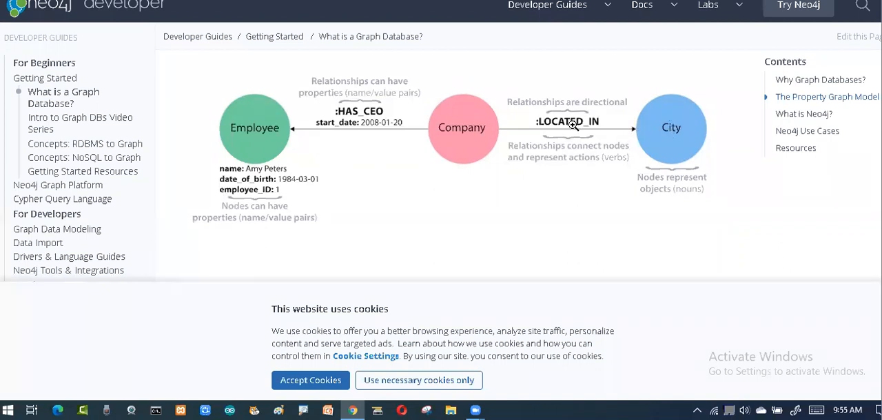So the location is also called a node. A node can have nouns, a node can have verbs, a node can have values. A relationship can have properties and values. Now this is about the graph diagram. So this is how we get to know about the graph database.